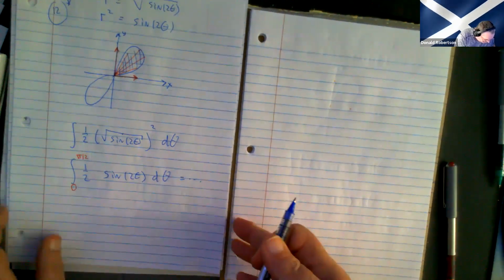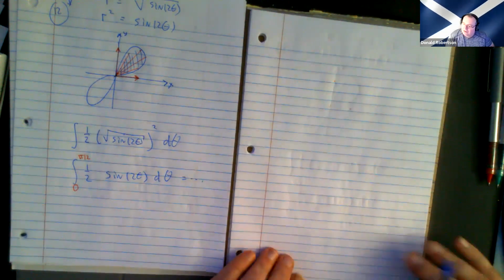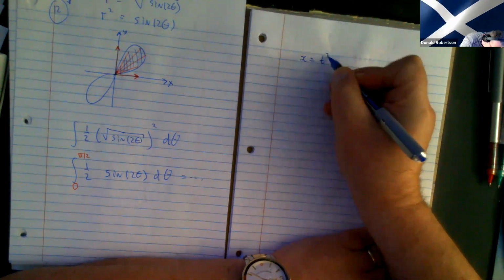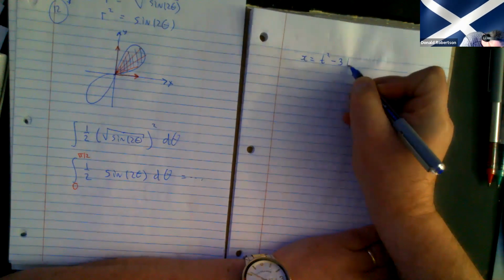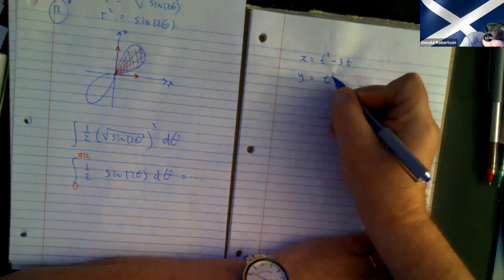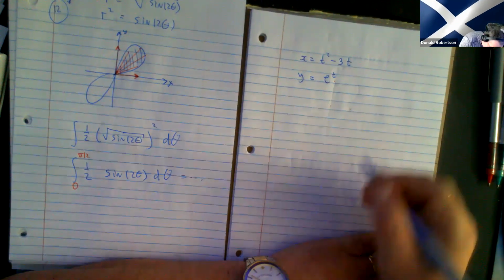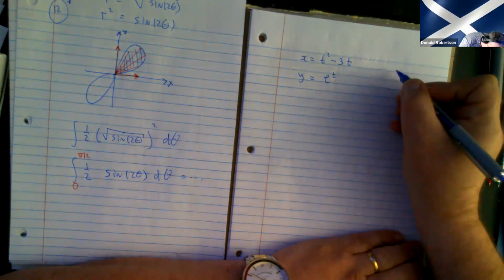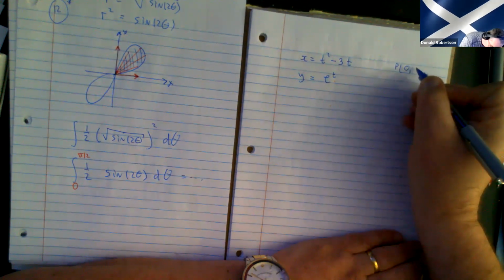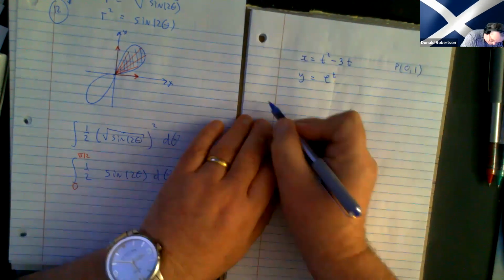So to convince me, I'm going to give you a couple of questions to try. So x is going to be t squared take away 3t. Y is going to be e to the t. And I want to find the equation of the tangent line at 0, 1. So that's your first question.